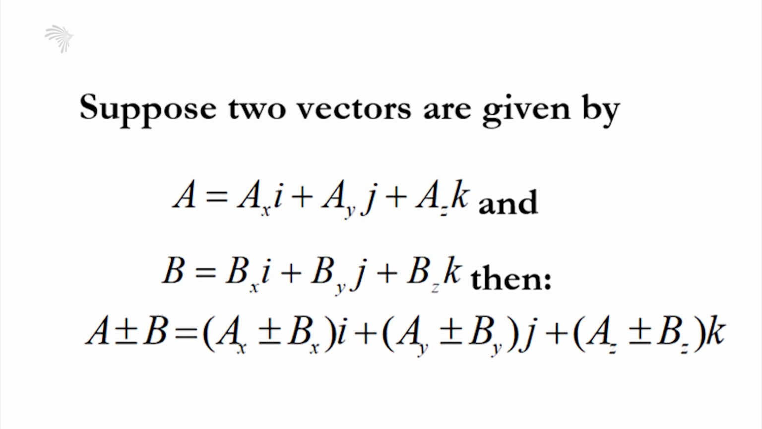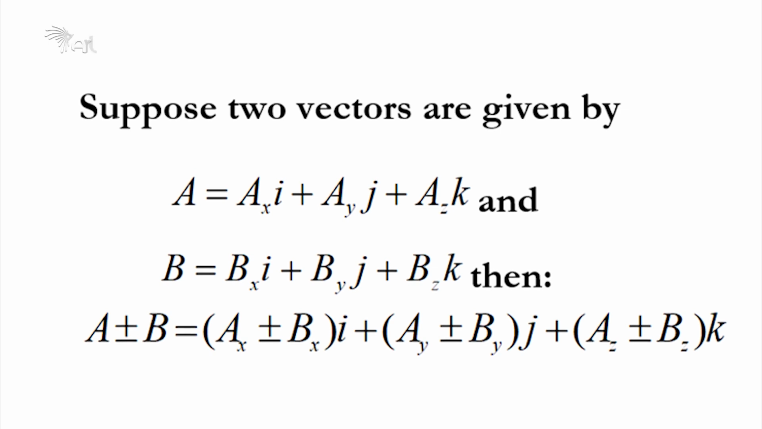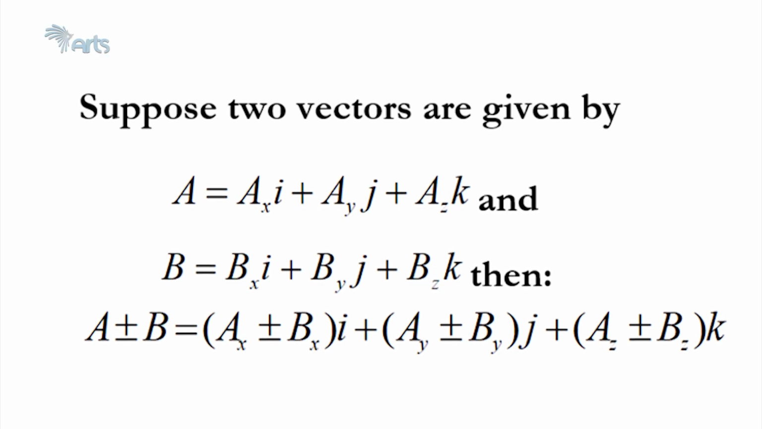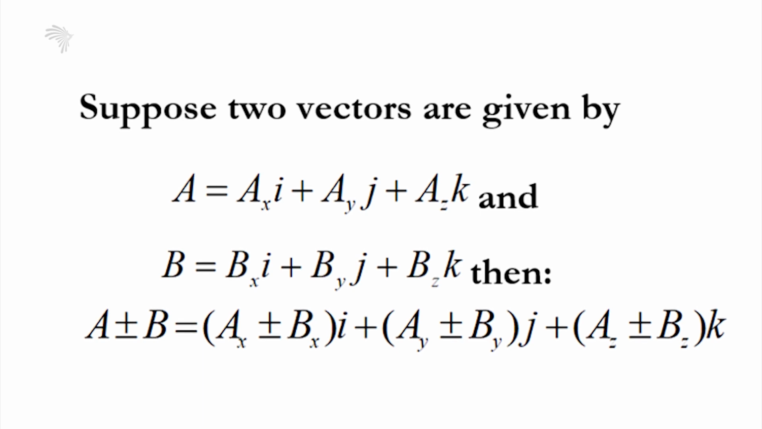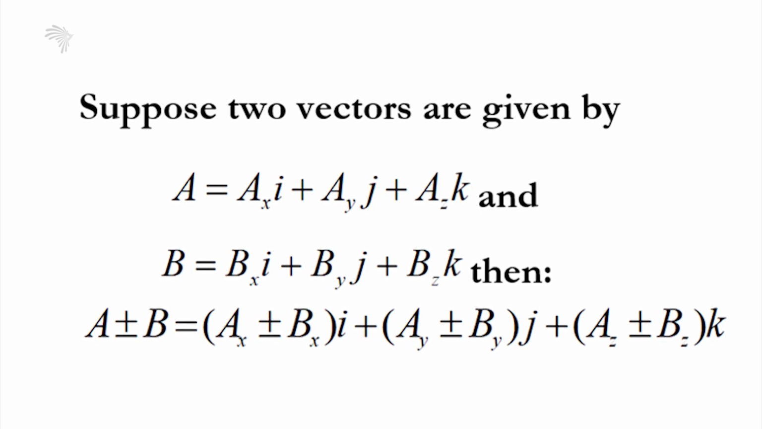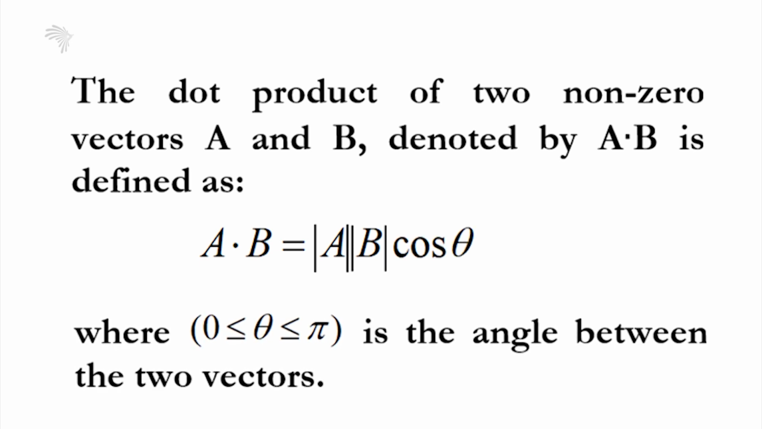When you come to multiplication of vectors, we have two different types of vector products, called the dot product and the cross product. Let us see the first one, which is the dot product of two vectors. The dot product of two non-zero vectors A and B is denoted by A dot B, and it is defined as the magnitude of vector A times the magnitude of vector B times cosine of theta, where theta is the smaller angle between the two vectors.